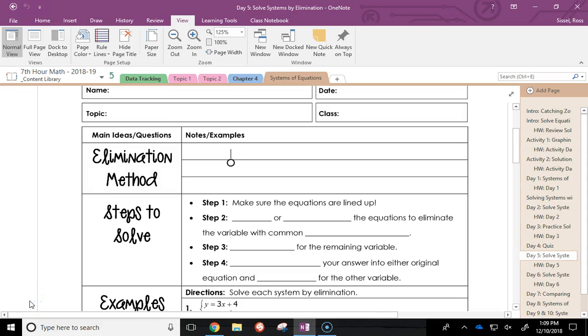Alright, so this last week we worked on solving systems of linear equations. We used graphing. We also used substitution, which we know is one of the more difficult ones for us. Today, we're going to start talking about the third one. We're going to spend 2 days talking about this third method called the elimination method.